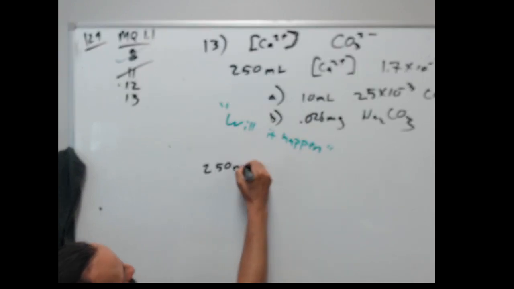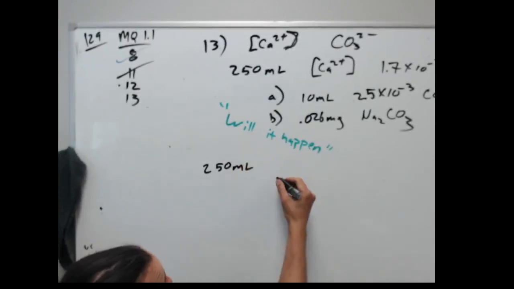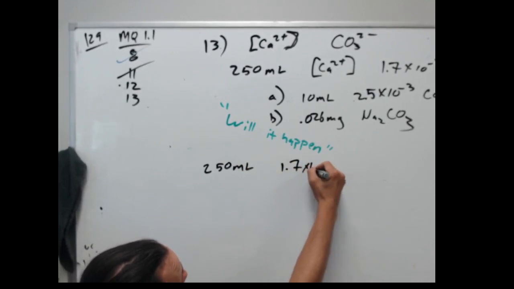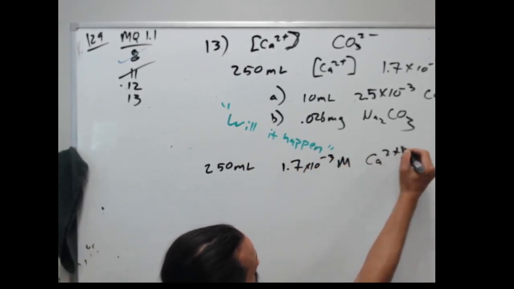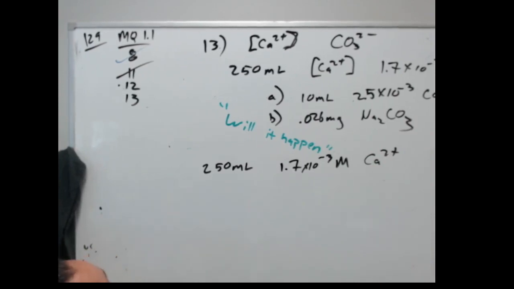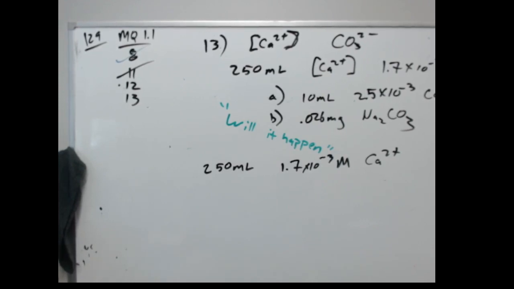I've got 250 milliliters of 1.7 times 10 to the minus 3 molarity calcium 2 plus. Really quickly, that 1.7 times 10 to the negative third is her number, but that was the concentration of calcium ions, calcium carbonate. But is that the same? Mine says that I have a calcium concentration. Oh, I read that wrong.